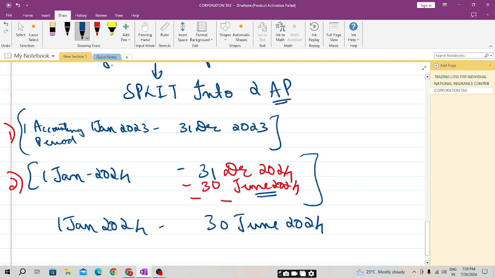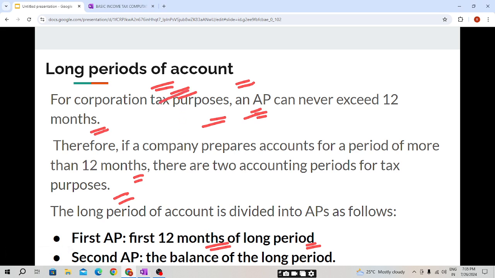I hope the long period of accounts along with the accounting period rules is clear. So as we have seen, the long period of accounts will be divided into two accounting periods. The first one will be for the 12 months period and the second will be the balance of the long period. I hope this is clear.